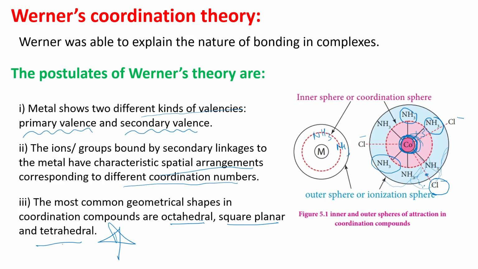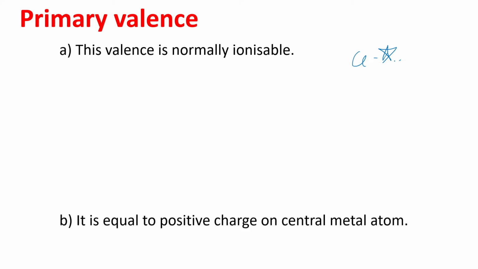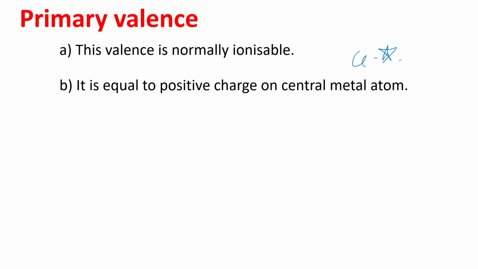So, primary valency. In a coordination compound, metal shows two kinds of valency. So, we'll discuss primary valency first. Primary valency is normally ionizable. The chloride ions present outside could be said to be primary valency. They are equal to the positive charge on the metal ion.